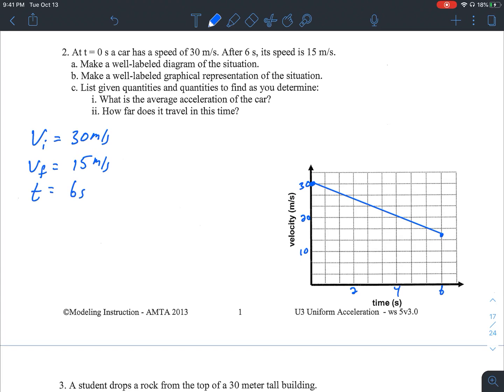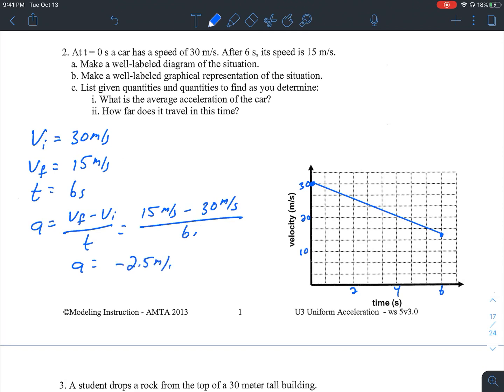So jumping over to the algebraic portion of it, to get that acceleration, we could just by definition look at acceleration as a change in velocity, or vf minus vi, over time, where we get 15 meters per second minus our 30 over our 6 seconds. Plug that into a calculator, and we should get the same value of negative 2.5 meters per second squared.